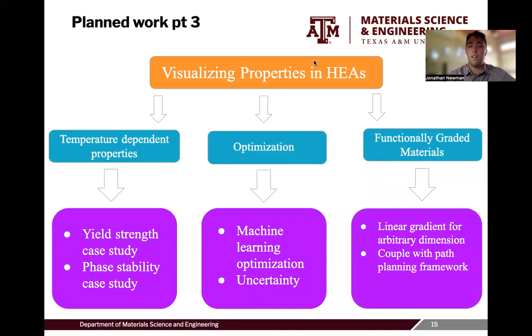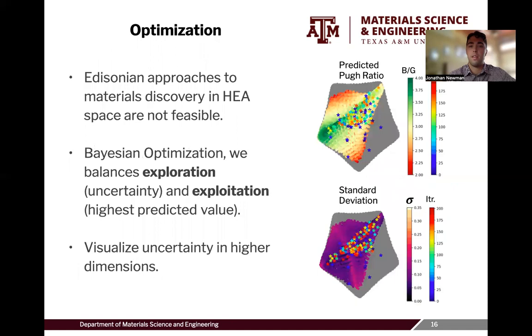Our last area of research consisted of delving into the field of optimization. Edisonian approaches or trial and error design of experiments are not feasible for HEA alloy spaces as they are combinatorially vast. Because of this, we rely on closed loop optimization schemes such as Bayesian optimization. Closed loop meaning we decide the next experiment based on the previous experiments.